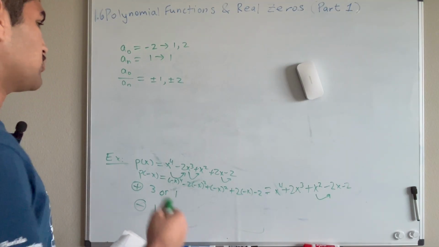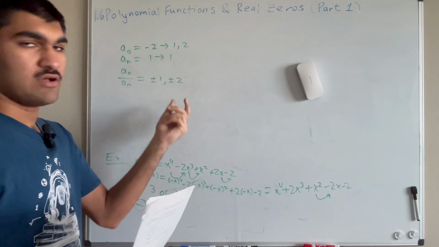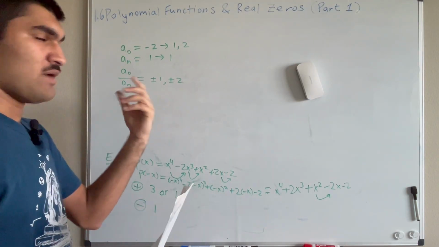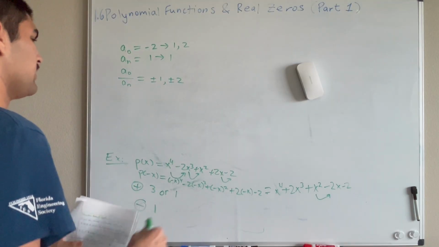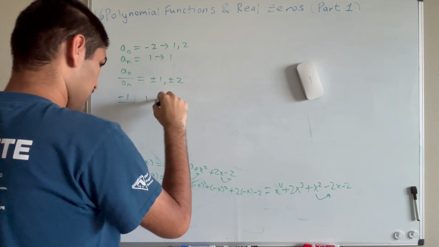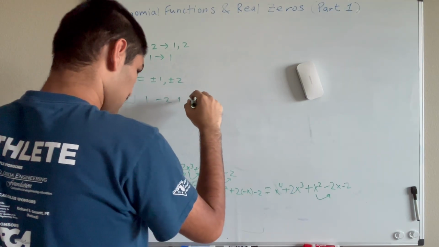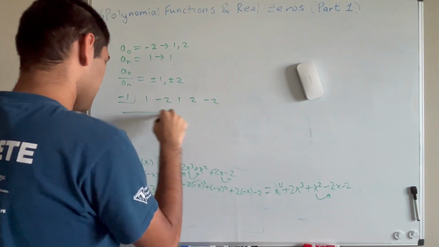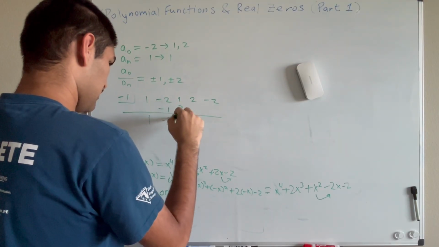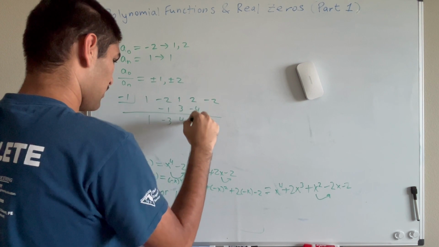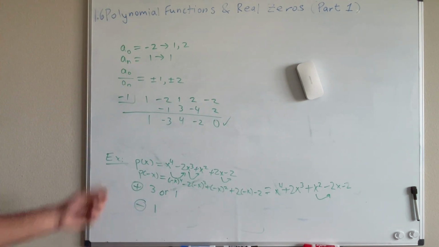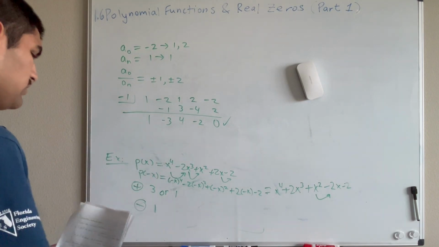And so when you're trying to test these numbers now, you have a more structured approach, because now you know that negative 1 or negative 2 has to be a root, right? So we can just start with that. So we'll start with negative 1, and we'll do the synthetic division. So 1, negative 2, 1, 2, negative 2, 1, negative 1, 3, 3, 4, negative 4, negative 2, 2, 0. Boom, it works. So that means that negative 1 is a root of this polynomial.